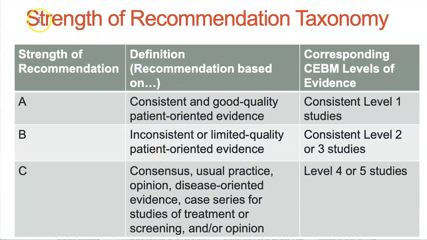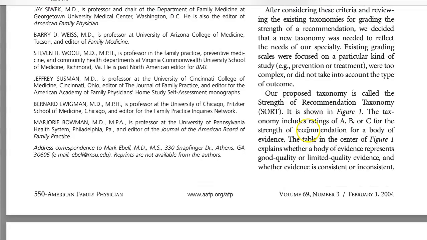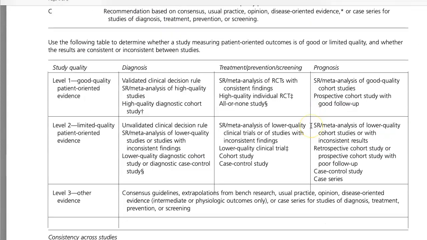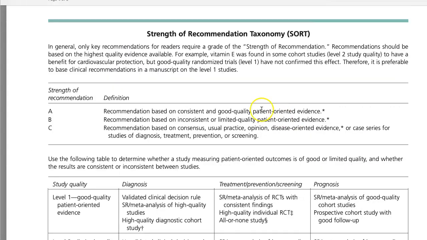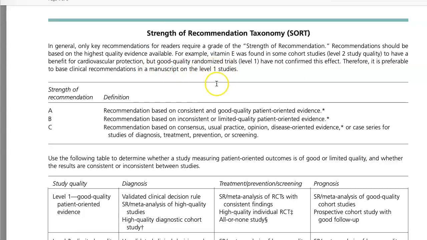So this strength of recommendation, we see it here, and it looks the same as here, but I'm going to use this one. I'm going to use it back and forth. Recommendations should be based on the highest quality evidence available. For example, vitamin E was found in some cohort studies, level 2 quality, that's level of evidence, to have a benefit for cardiovascular protection, but good quality randomized trials, level 1, have not confirmed this evidence. Therefore, it is preferable to base clinical recommendations on the level 1 studies versus level 2.